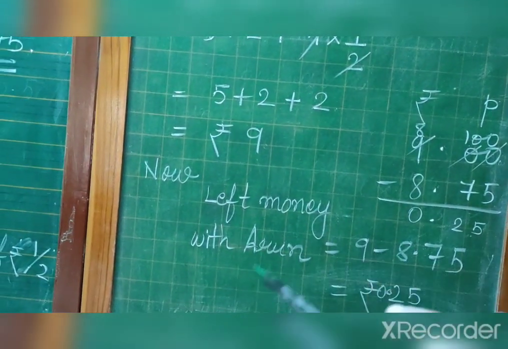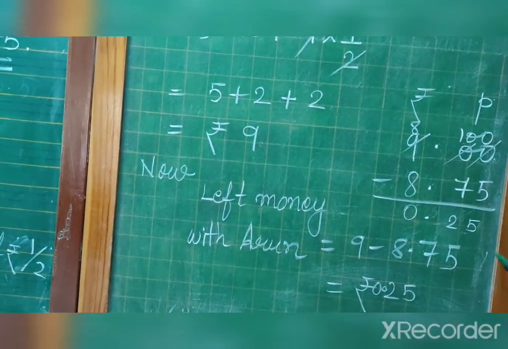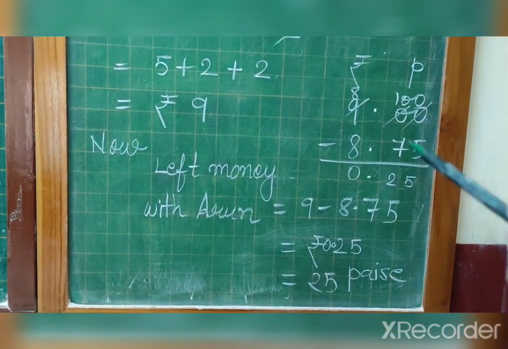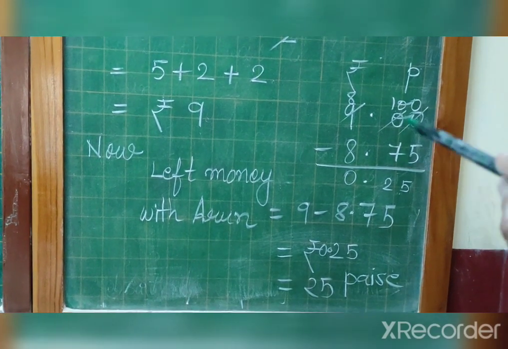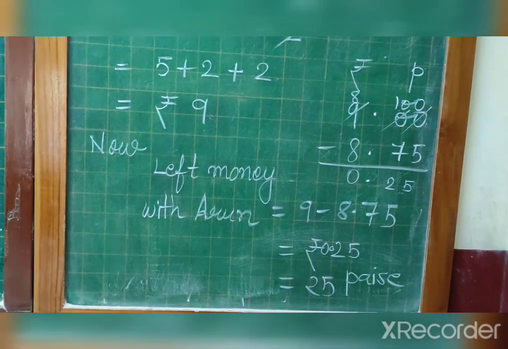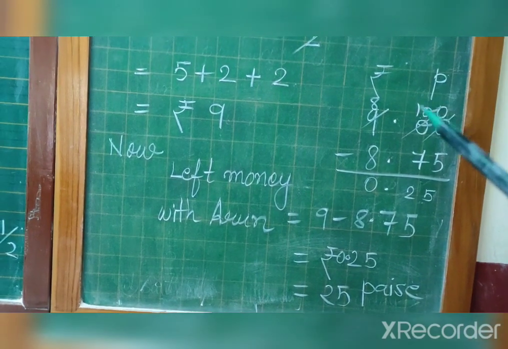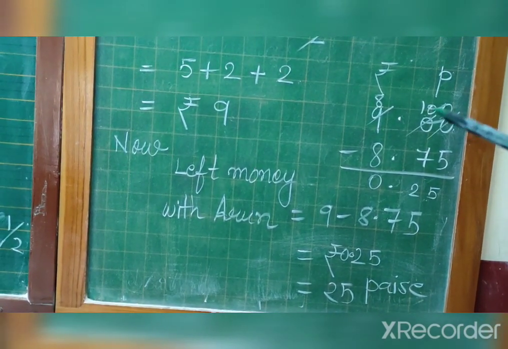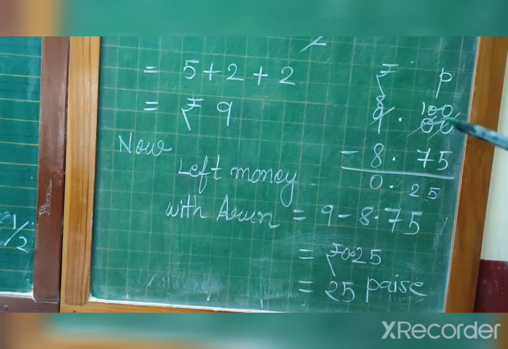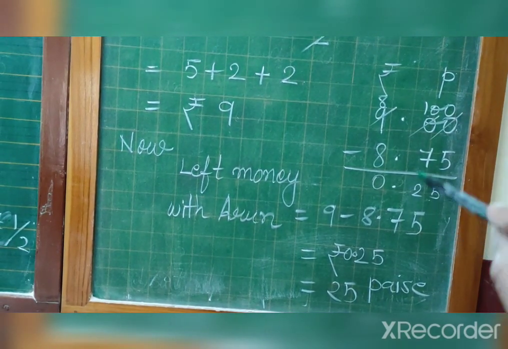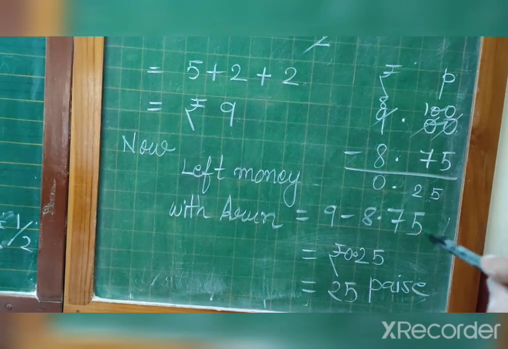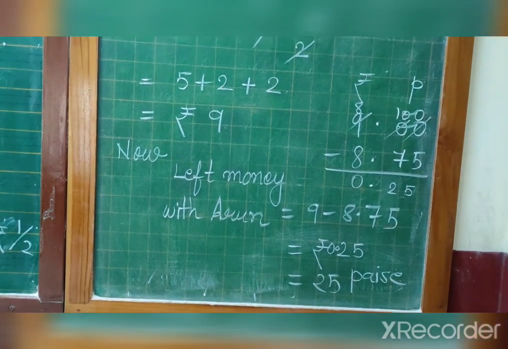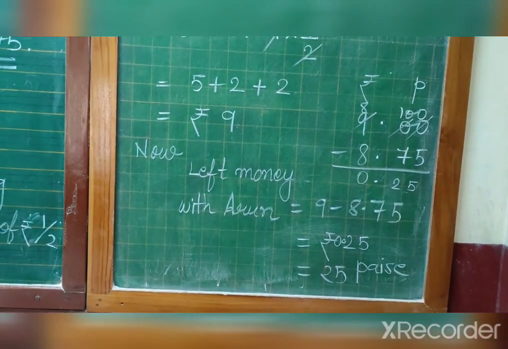Now the left money with Arun: 9 minus 8.75, because the price of a soap is 8.75. Here you will show the subtraction method in the CW notebook also. So 9.00 minus 8.75. Here you can see borrow. So 1 rupee will make 100 paise, 100 minus 75 is 25. So 0.25 rupees, that means 25 paise. So in statement form you will write: Arun will get 25 paise back.